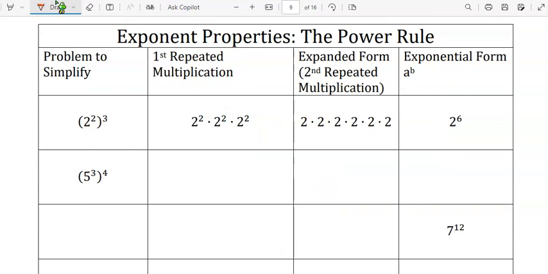Exponent properties, the power rule. In our example, we have 2 to the 2nd power to the 3rd power. Expand it: 2 to the 2nd, to the 2nd, and to the 2nd. Notice we have it 3 times here. And then further expand it. Each of those 2's is going to be 2 times. Add those all together, you get 2 to the 6th power. Let's do the next one. So 5 to the 3rd is going to be repeated 4 times.